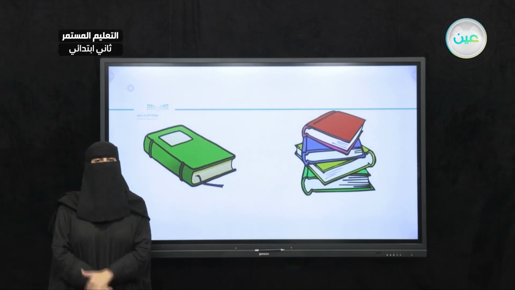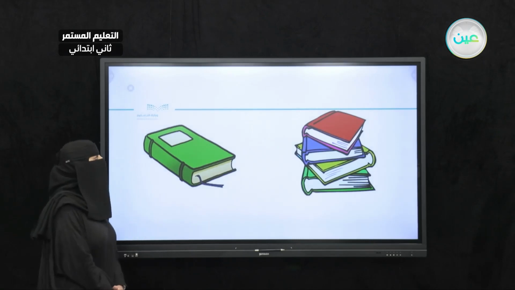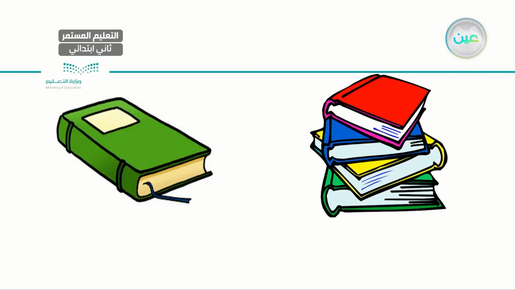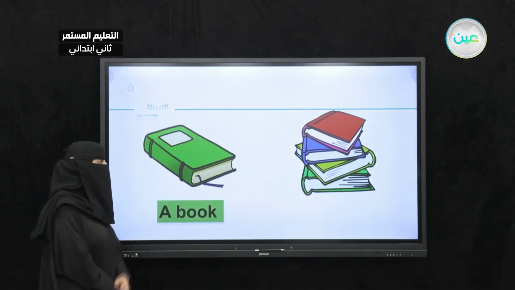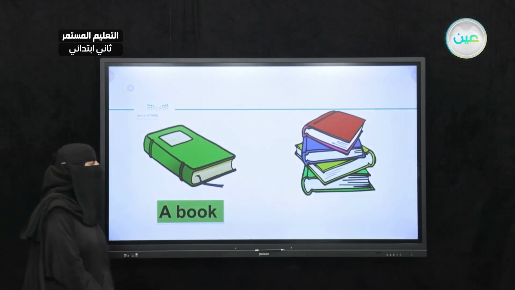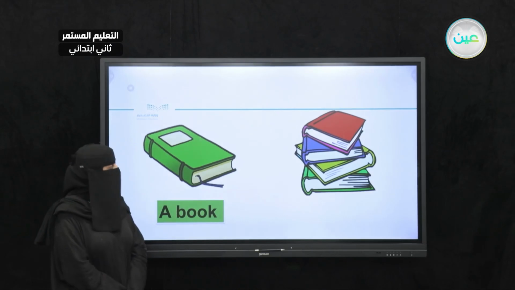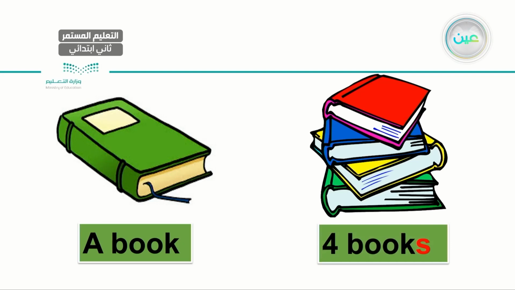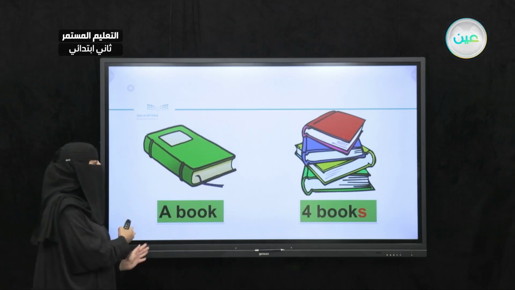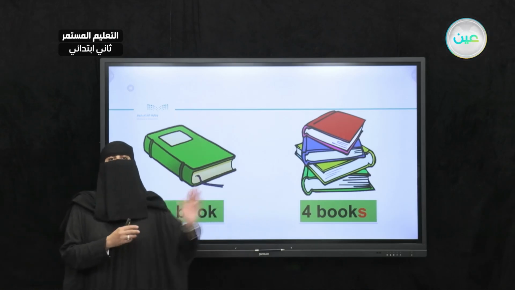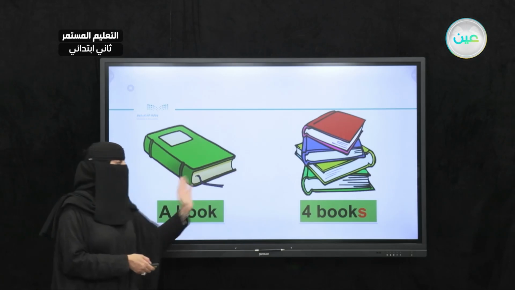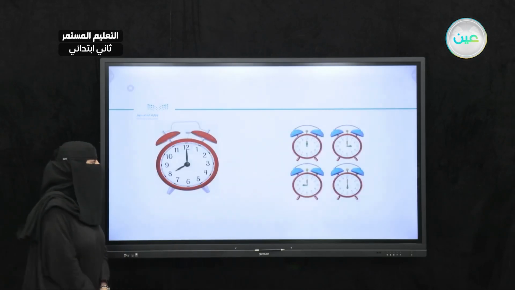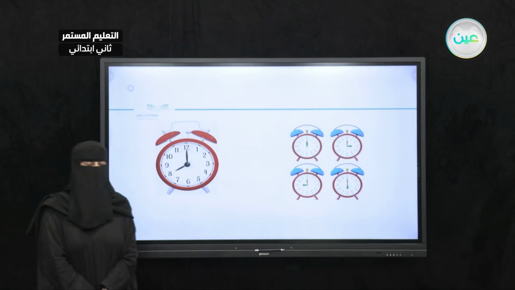Let's take another example. How many books can you see here? I can see a book, just one book, right? And for the right picture, 1, 2, 3, I can count 4 books. 4 books. Very good. So let's read one more time. A book, 4 books. Very good.